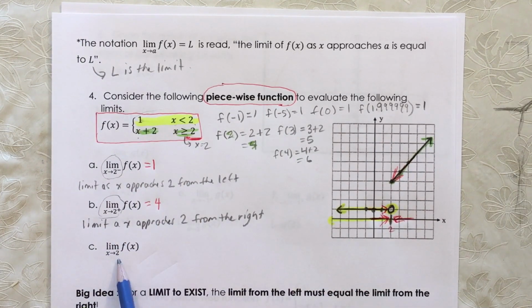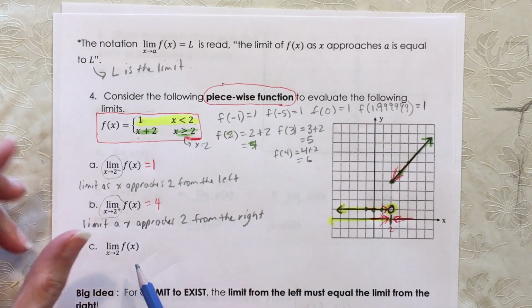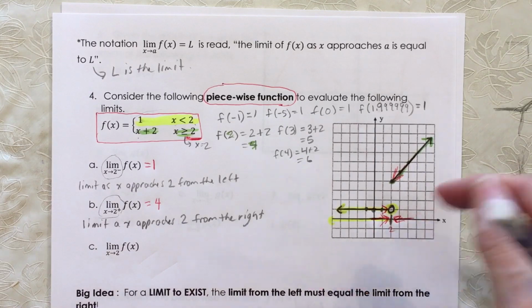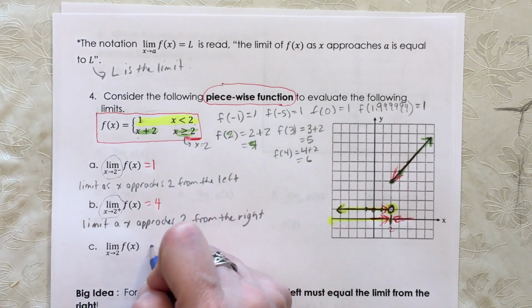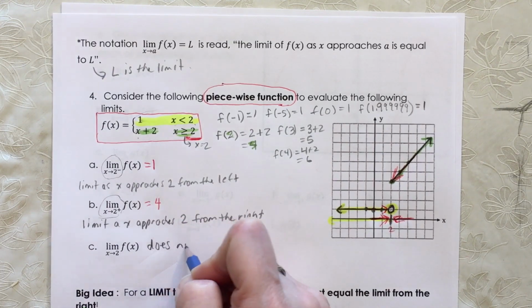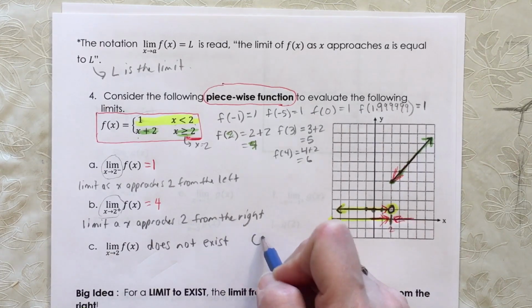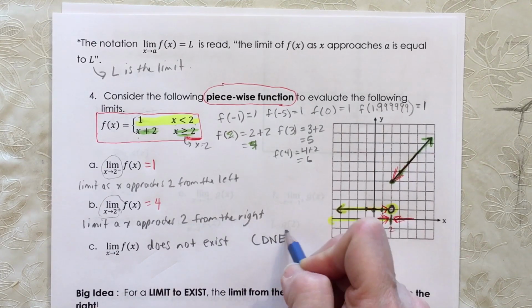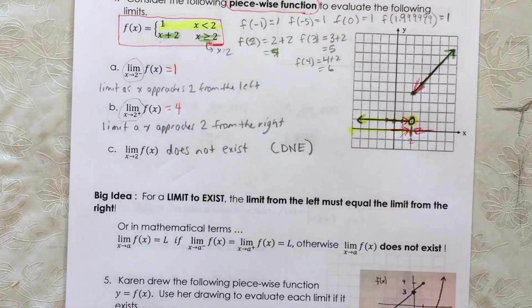So the limit as x approaches 2, well, since the limit from the left and the limit from the right are not the same, we're not closing in on one specific value. So the limit as x approaches 2 of that function f at x does not exist. We can use the letters DNE, so we don't have to write out all 3 words, does not exist, every time. Okay, so then here we have a big idea for calculus.